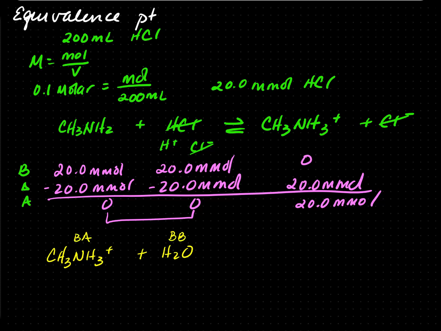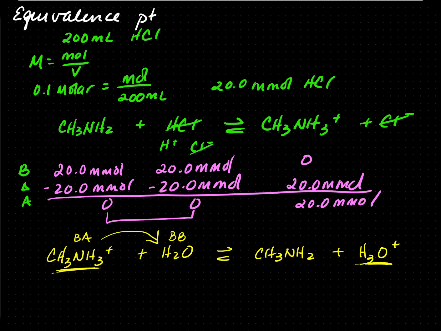Our water will be our Bronsted-Lowry base. So the acid will give CH3NH2. The water will take, so it will be a hydronium ion. And I know my equation is correct because I started with a Bronsted-Lowry acid and I have H plus or hydronium ion on the opposite side. Make sure your charges are correct.